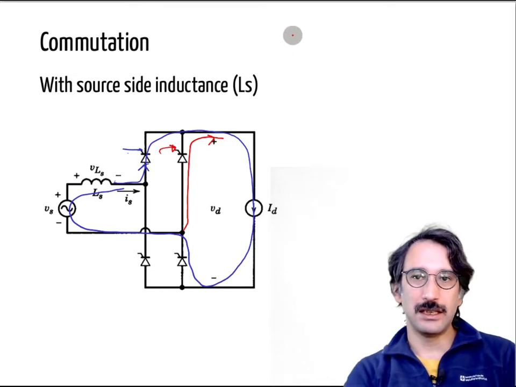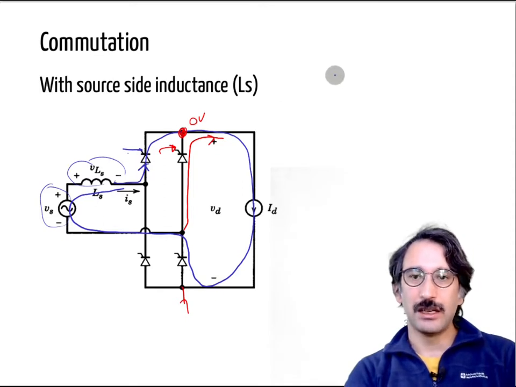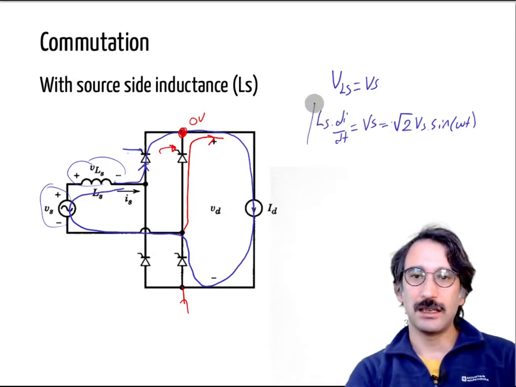Of course it will take some time, and during that time, if that thing is in conduction and this is the zero voltage, then it will also be 0 volts here, and because of that I have VS and VLS, so VLS is equal to VS, or I can write VLS is equal to LS times di over dt. This will be VS, and that can be represented, the RMS voltage, the actual voltage, as square root 2 VS times sine omega t. So basically I try to find how long it takes for that current to pass from here.